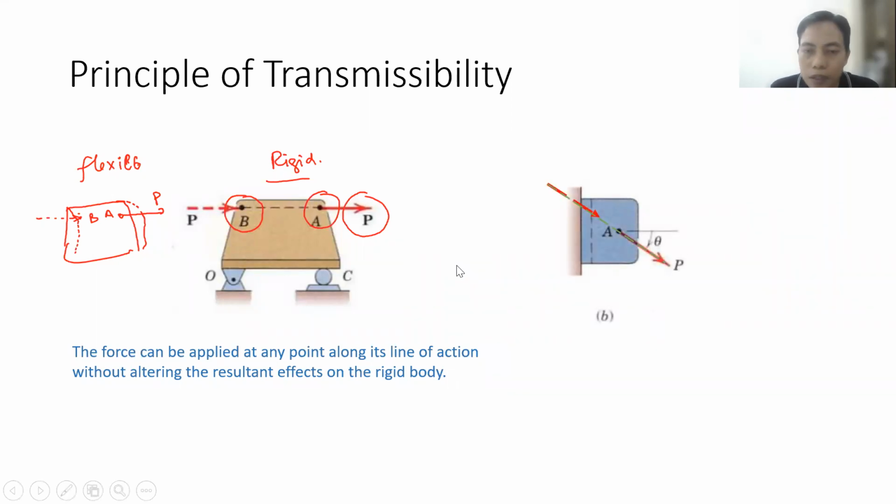So for example, in the previous example, we have the cable tension, which works at the hinge at point A. So we can extend the line of action, which is directed along the force P. So using the principle of transmissibility, we can move or reposition the force P to a new location.